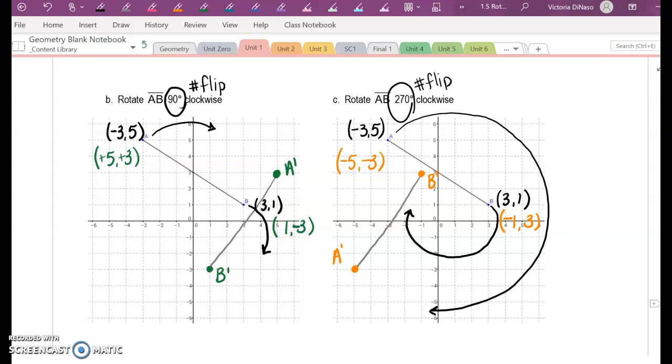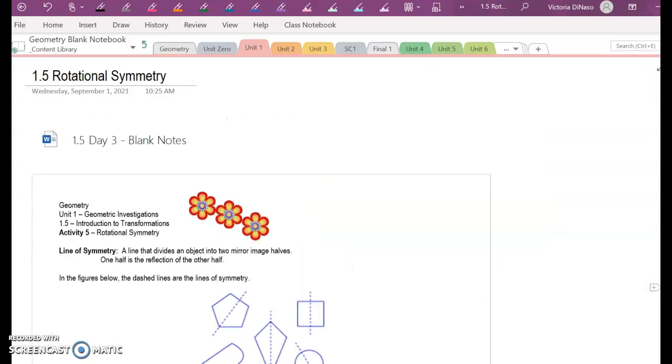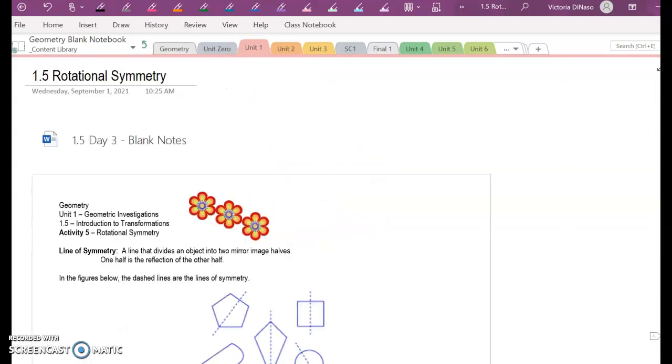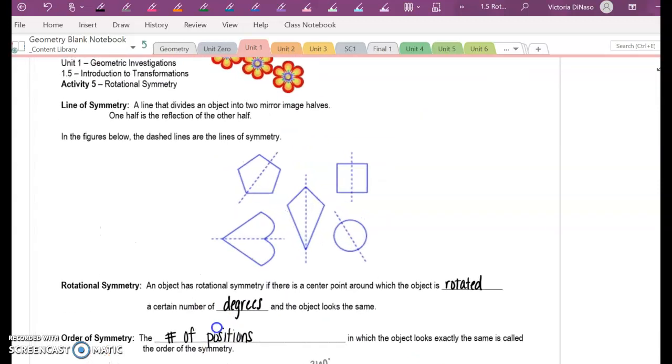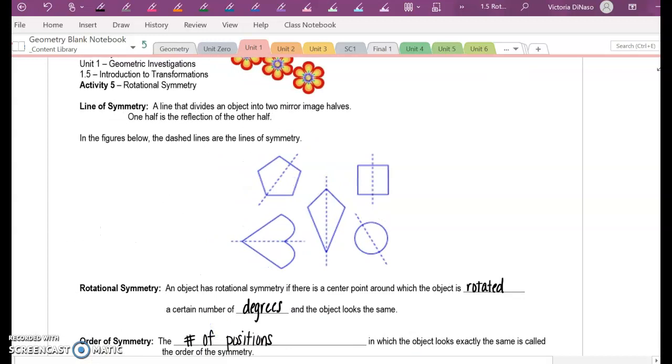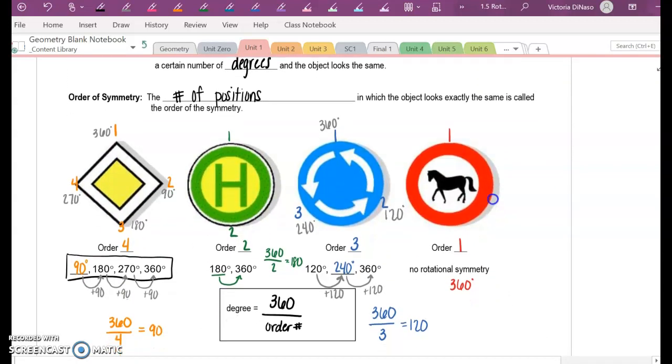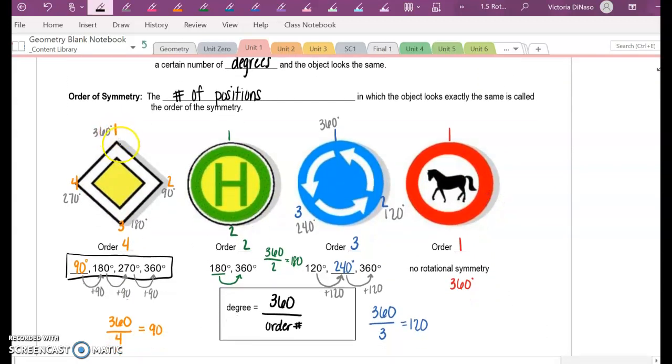The last section is rotational symmetry. So rotational symmetry is when you are able to rotate an object a certain number of degrees. The order of symmetry is the number of positions where it looks exactly the same. So each of these, I start at the beginning, 1. This first one has an order of 4.